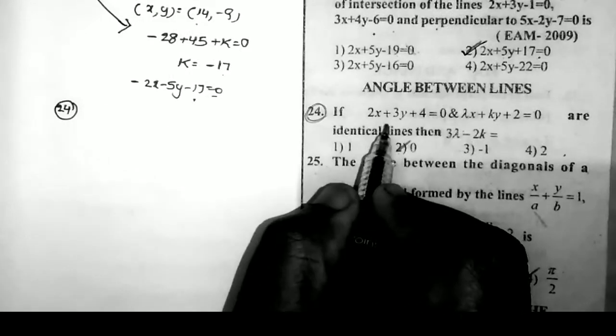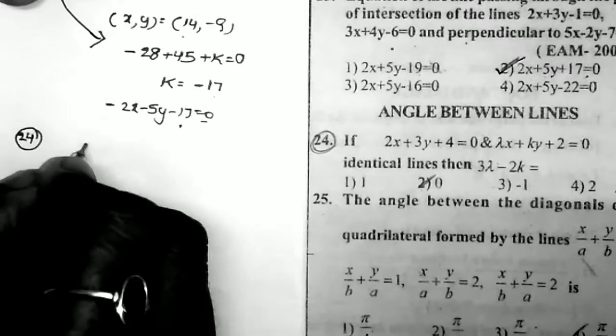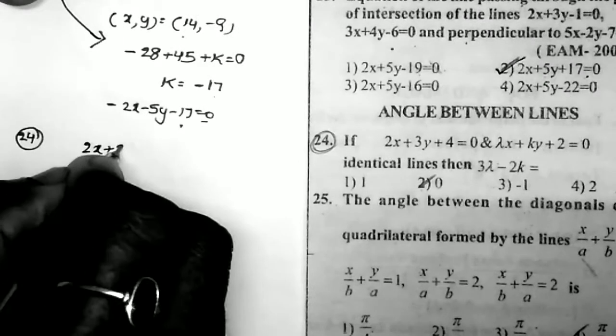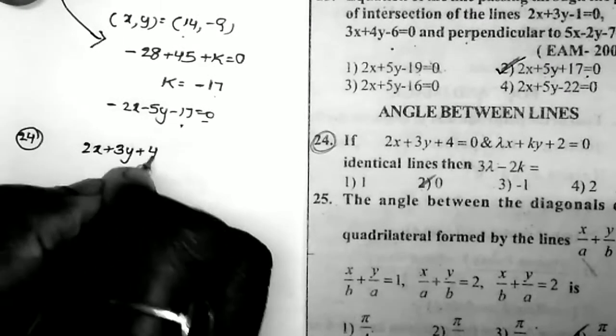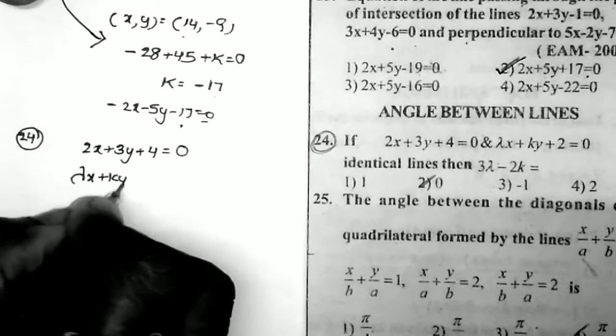Sum number 24. If the lines 2x plus 3y plus 4 is equal to 0 and lambda x plus ky plus 2 is equal to 0 are identical lines, then what is the value of 3 lambda minus 2k? So here two lines are given. The first line is 2x plus 3y plus 4 is equal to 0. And the second line is lambda x plus ky plus 2 is equal to 0.